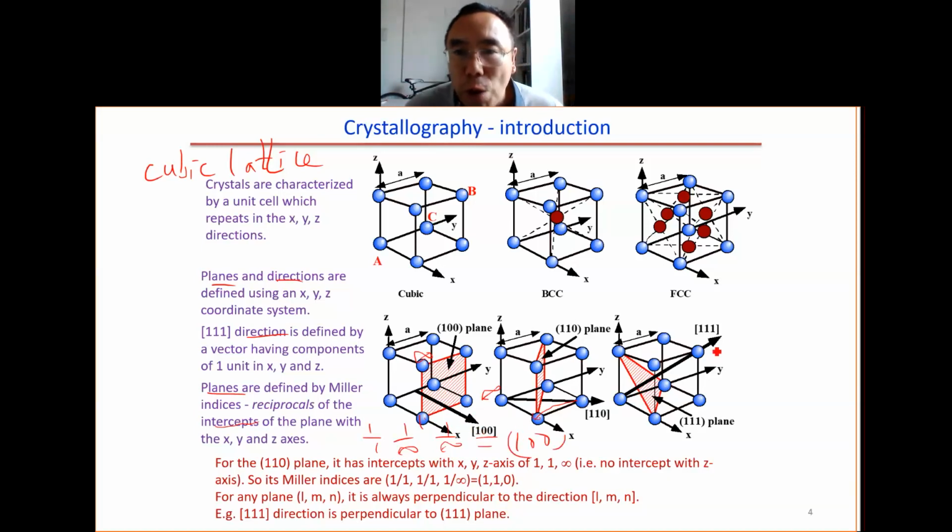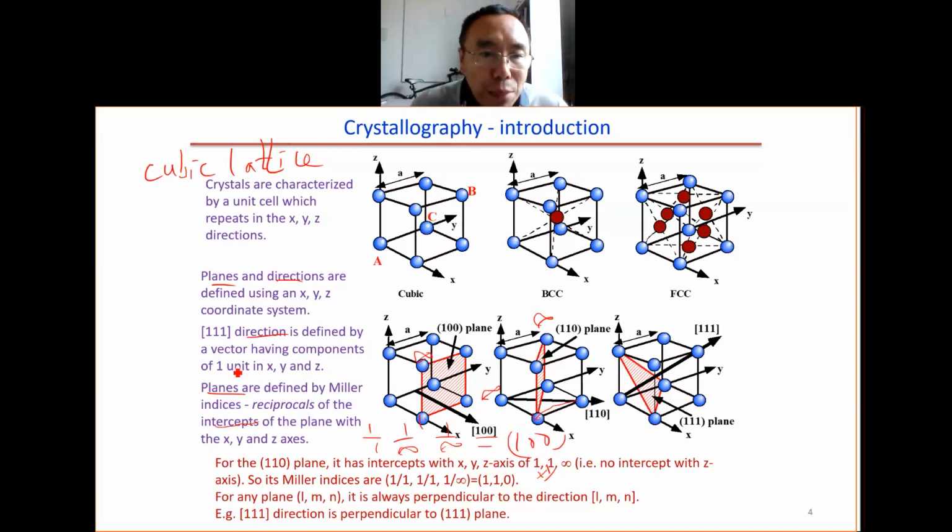This one is the 1, 1, 1 plane. And the red color here is the 1, 1, 0 plane, because the intercepts are along the x-axis at 1 and the y-axis at 1. With the z-axis, because the plane is parallel to the z-axis, it will never meet, so it intercepts at infinity. So you have 1, 1, infinity. Take the reciprocal: 1 over 1, 1 over 1, 1 over infinity. You get 1, 1, 0.